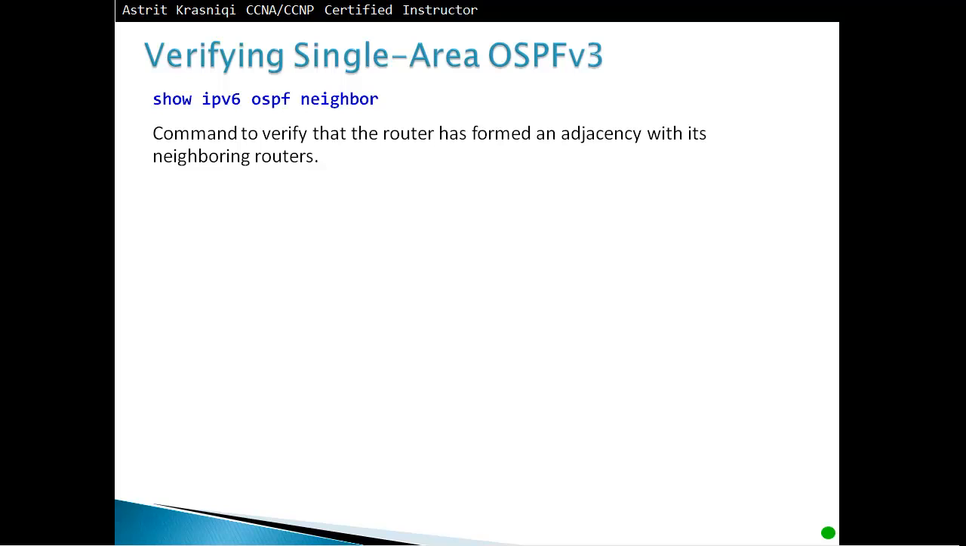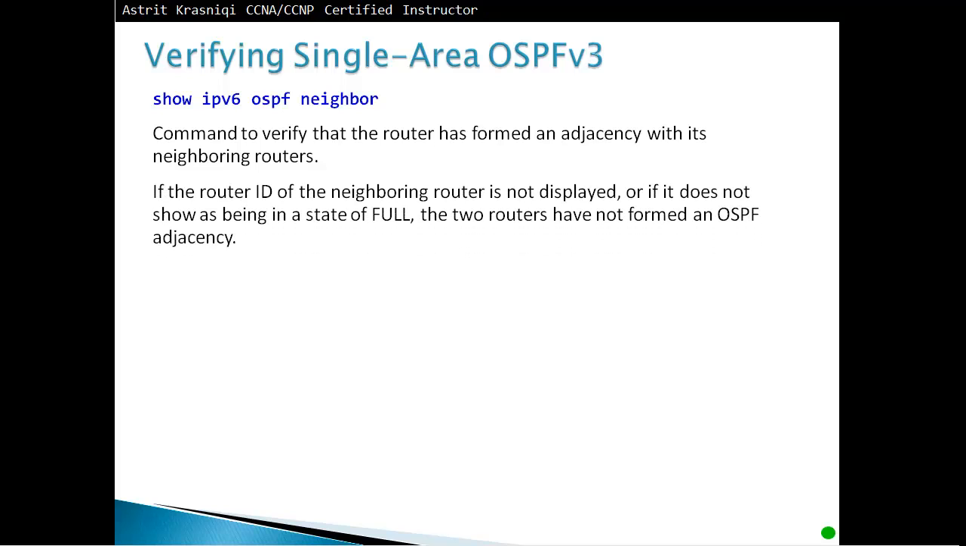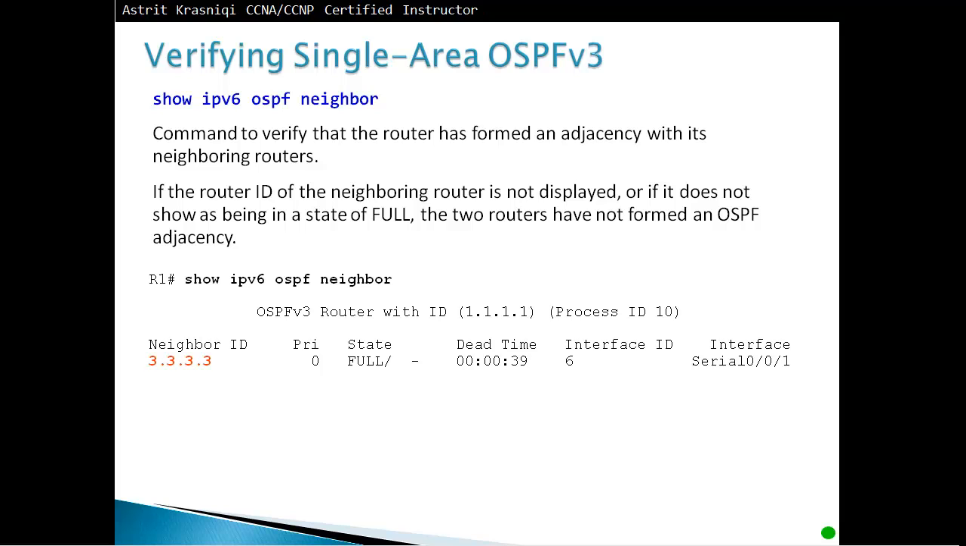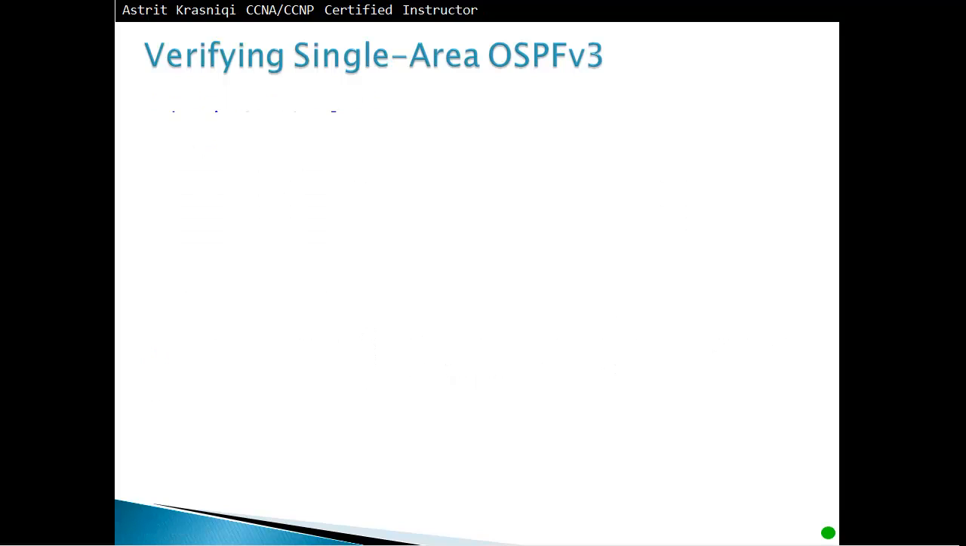To verify, use the show IPv6 OSPF neighbor command to verify the router has formed an adjacency with its neighboring routers. If the router ID of the neighboring router is not displayed, we don't have a neighbor. And the state is similar to version 2. By the way, in version 3 you can configure IPv4 as well. You can have IPv4 and IPv6 on version 3 using something called address families, which is part of your CCNP studies.